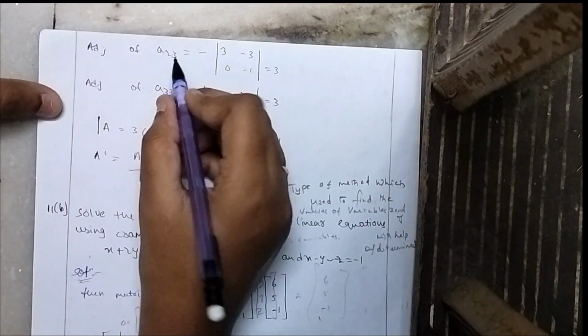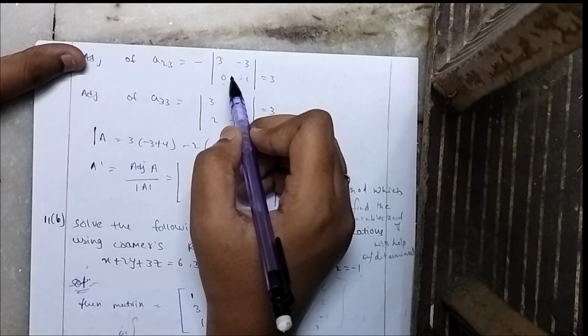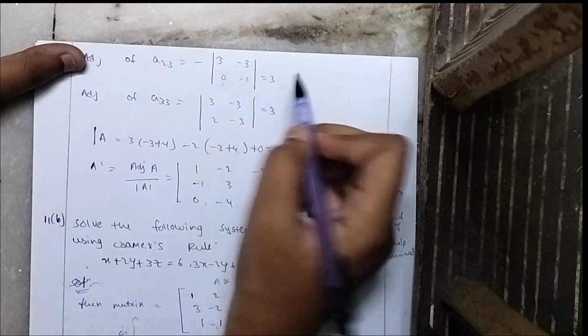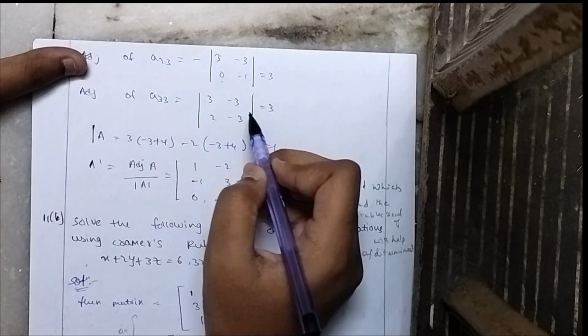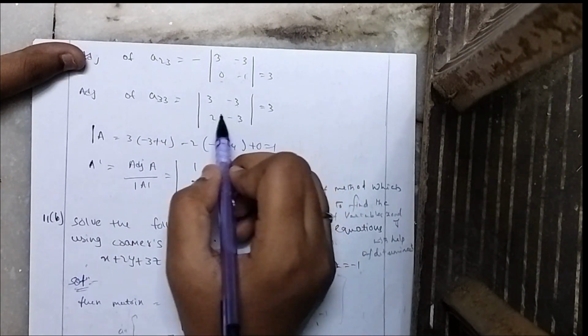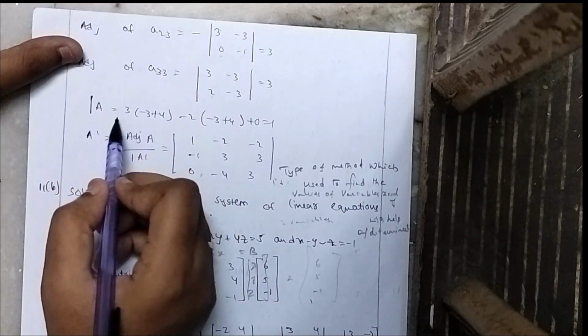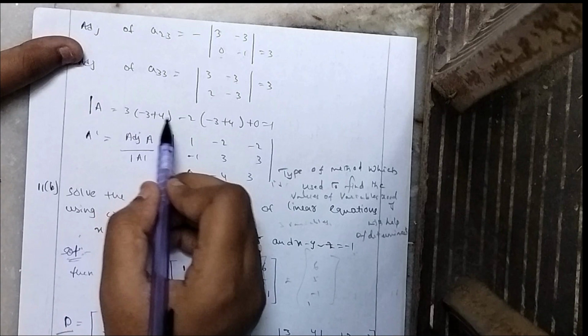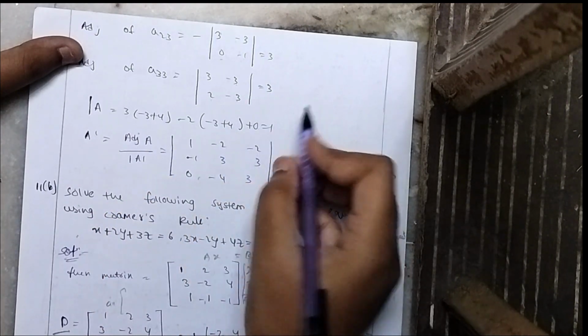Next, adjoint of A23, 3, minus 3, 0, minus 1. 3 into minus 1 minus 0 into minus 3, that equals minus 3. Adjoint of A33, that equals 3, minus 3, 2, minus 3. That means 3 into minus 3 minus minus 3 into 2, that equals minus 3. So mod A equals 3 into minus 3 plus 4, minus 2 into minus of 3 plus 4, plus 0. So that equals 1.